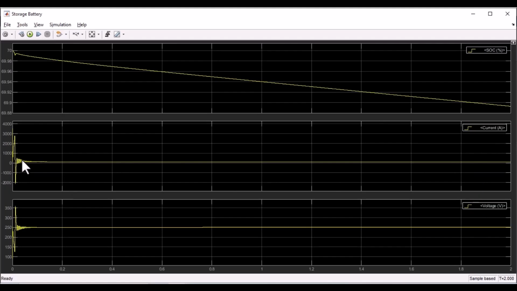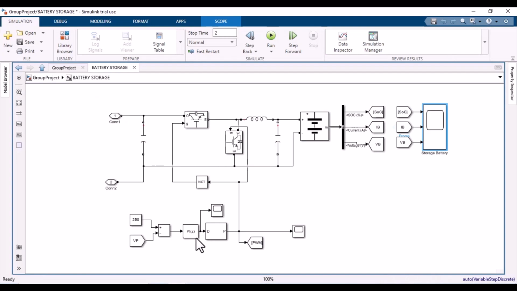And the first plot is showing the current and the lower plot is showing the voltage. So the current is almost zero, but it may be 10 to 20 or maybe 100 ampere, and the voltage is fixed at 250. There is some jerk at the start.